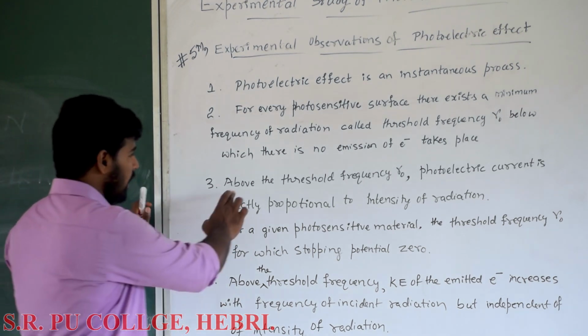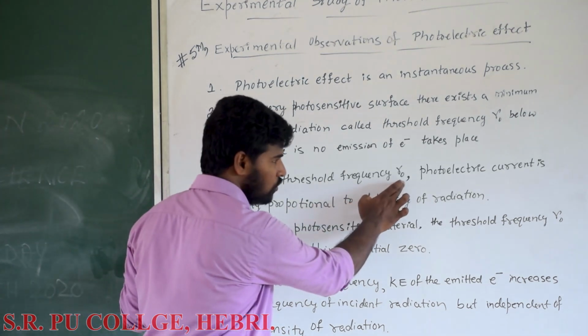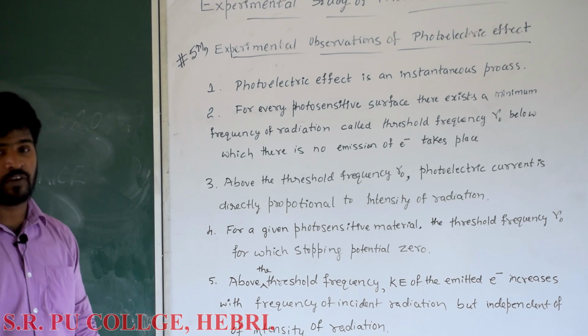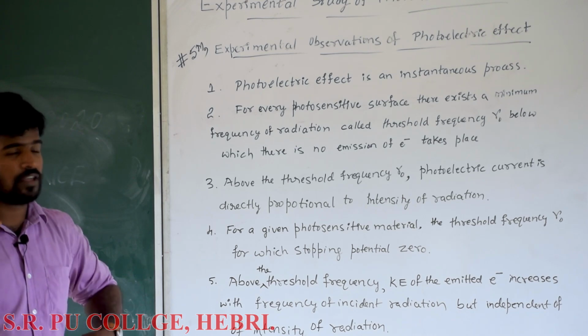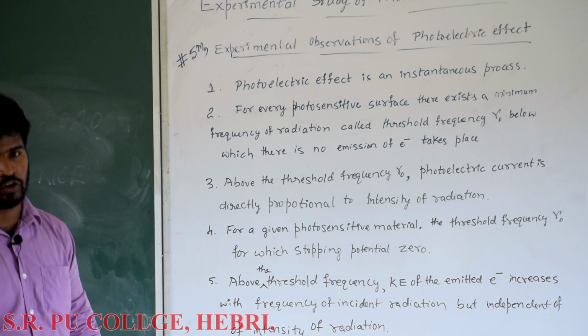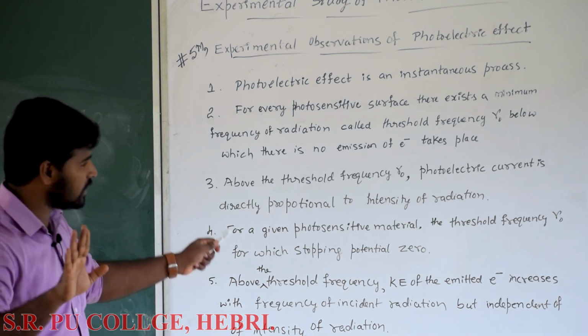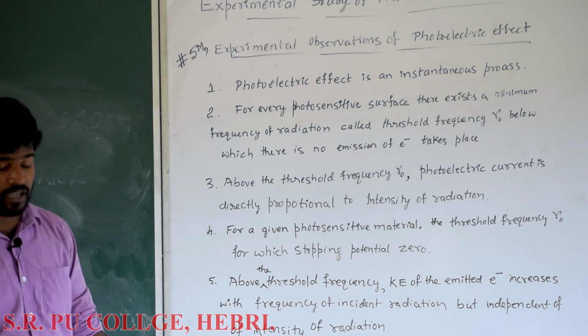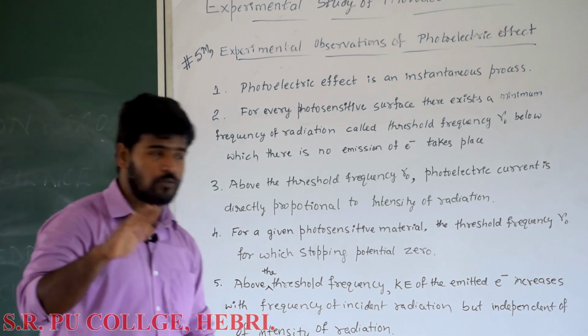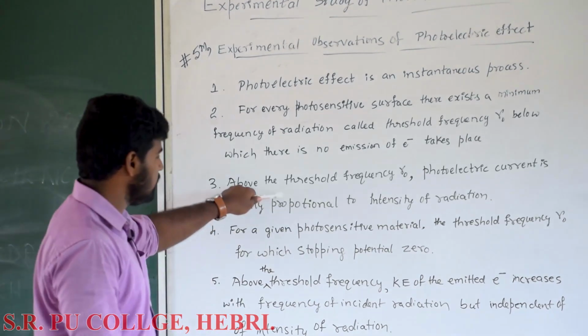The next one: above the threshold frequency mu naught, photoelectric current is directly proportional to the intensity of radiation, as I discussed in the first graph, the effect of intensity of radiation on the photoelectric effect. As the intensity of incident radiation increases, emission of photoelectrons increases, thus the photoelectric current also increases. That is the third observation.